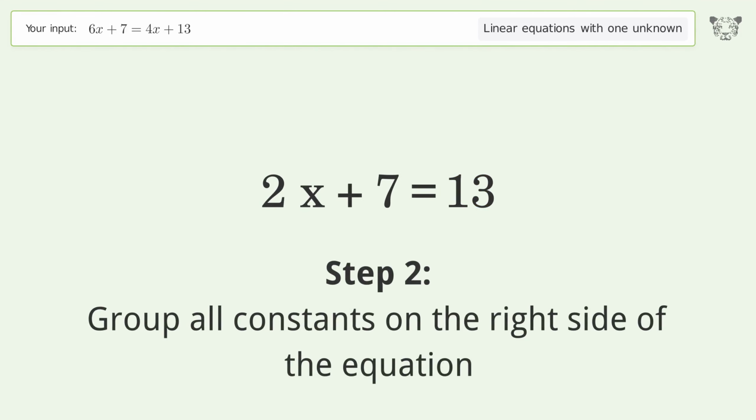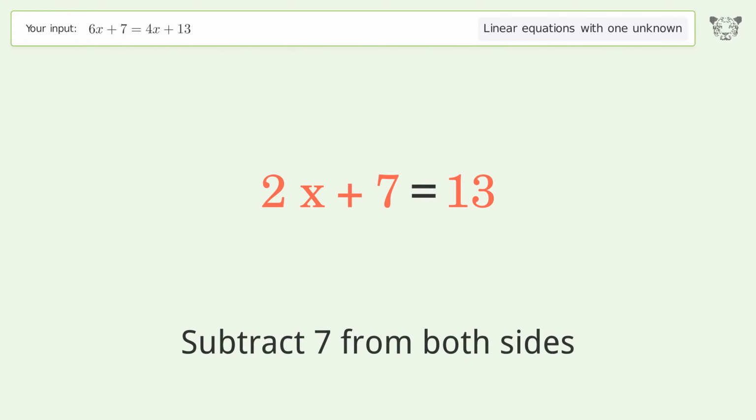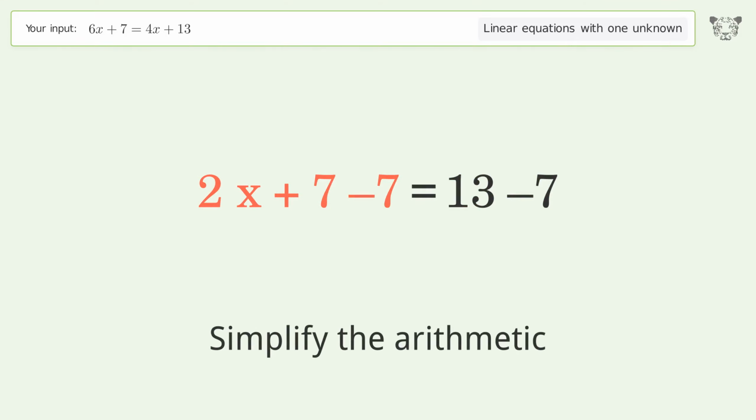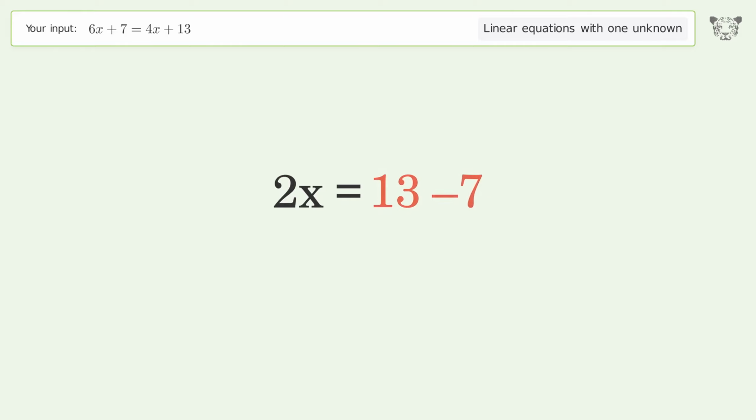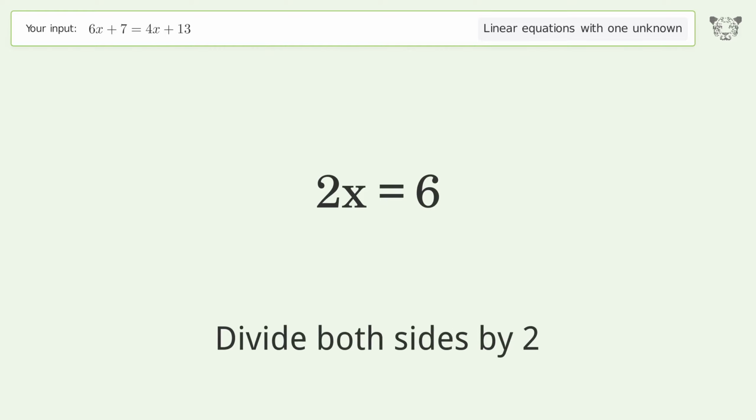Group all constants on the right side of the equation. Subtract 7 from both sides. Simplify the arithmetic. Isolate the x. Divide both sides by 2.